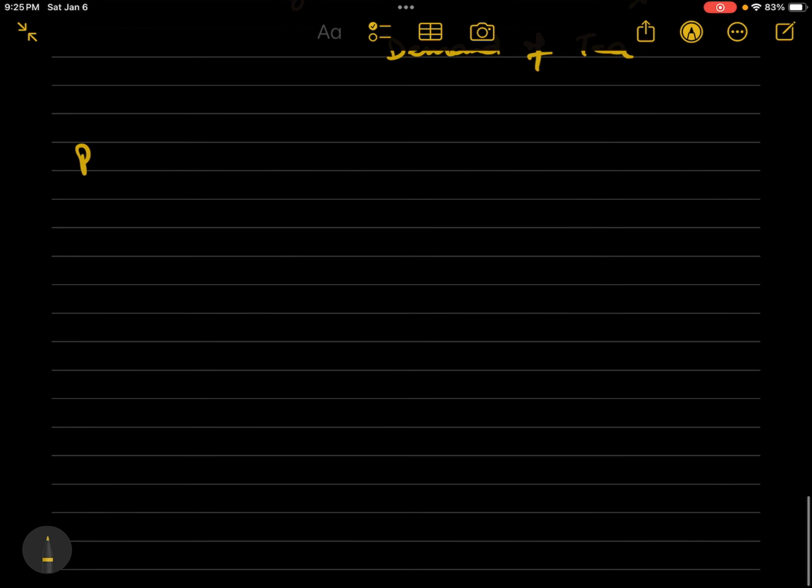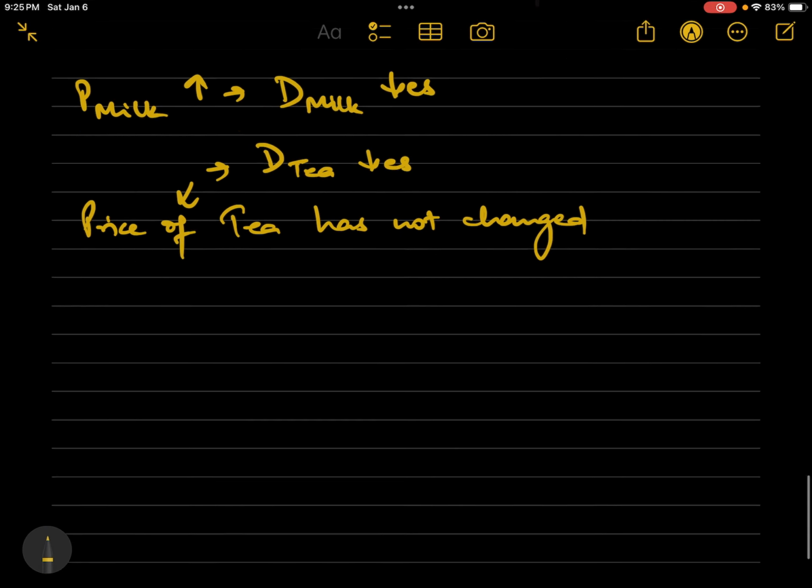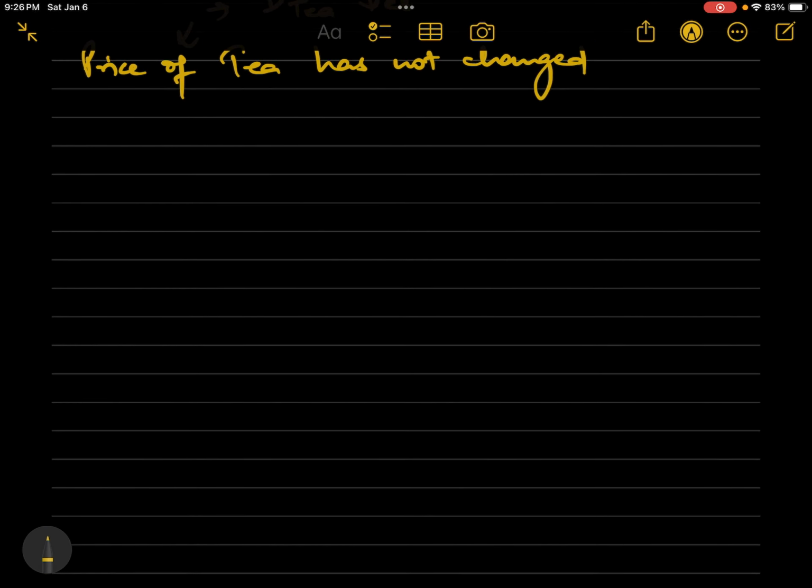We say that price of milk goes up. It means demand of milk decreases, but this will lead to demand for tea also going down, though price of tea has not changed. So in this, what is happening? The effect on the demand curve due to increase in price of complementary goods.